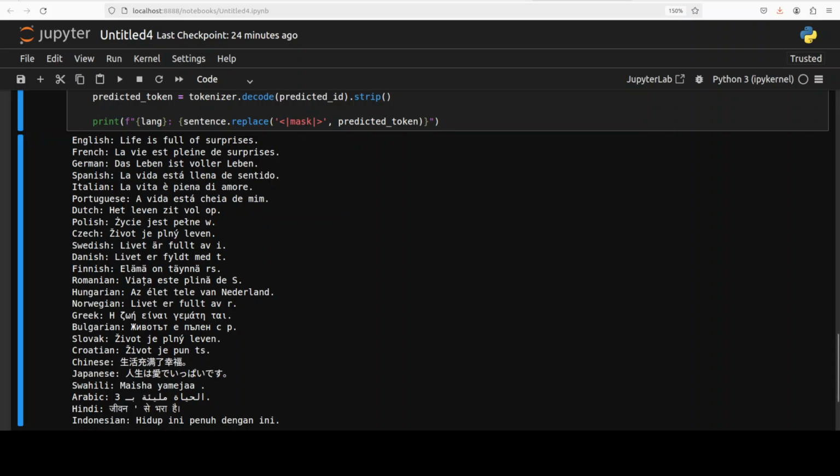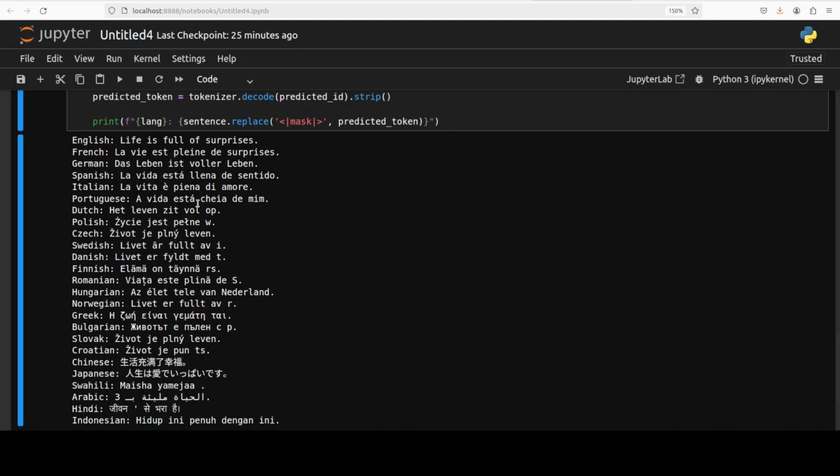And there you go, here is the response. Now I have checked it with Google Translate. Most of them look good, but there are a few which I don't think are good. For example, the German one is repeating the word Leben with Leben, which I think means life. So it says that life is full of life. It is grammatically correct, but semantically doesn't really make sense.